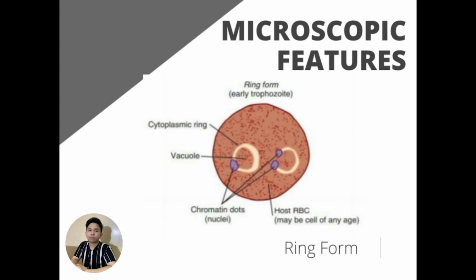So we move to our microscopic features. For our microscopic features, the typical small delicate ring form of Plasmodium falciparum is similar to Plasmodium vivax but consists of scanty cytoplasm connected to one or two small chromatin dots. A small vacuole is usually visible as we can see here in our picture, and multiple rings in RBCs are frequently seen.